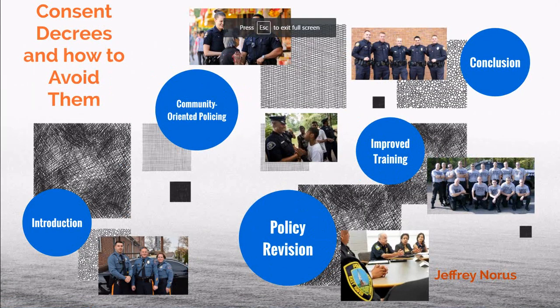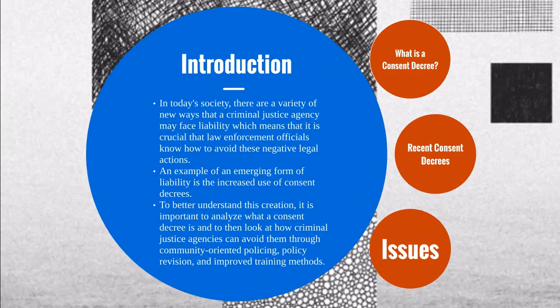My name is Jeffrey Norris, and today we're going to be looking at consent decrees and how police agencies can avoid them. So in today's society, there are many ways that a criminal justice department may face liabilities. As we've learned in our legal aspects of policing class, this can come through false arrests, false imprisonments, excessive uses of force, racial bias in policing, and more.